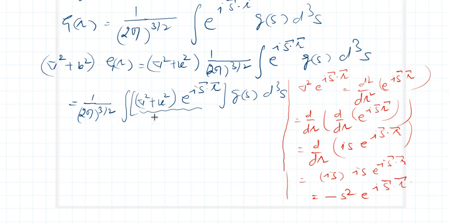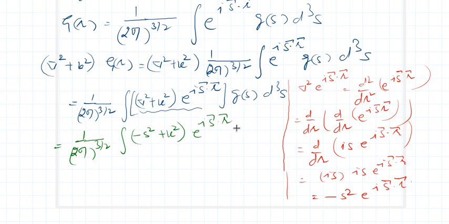So I will use this value here. If I use this here, then it will become equal to 1 over 2 pi raised to power 3 by 2, integral minus s square plus k square, and this part will remain as it is, e raised to power iota s.r, and it's G(s) and d cube s.